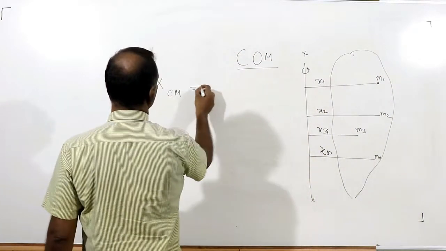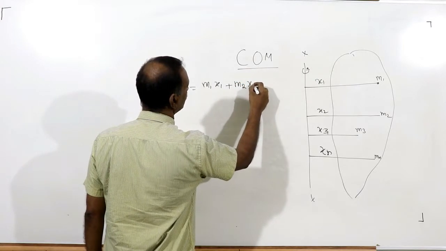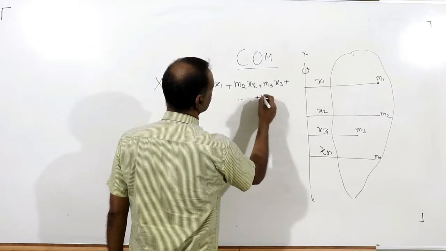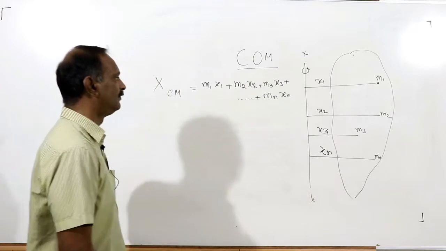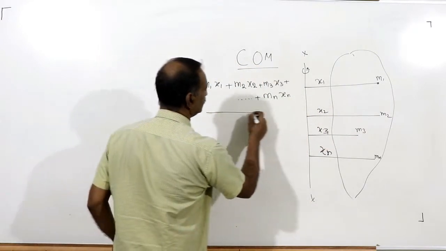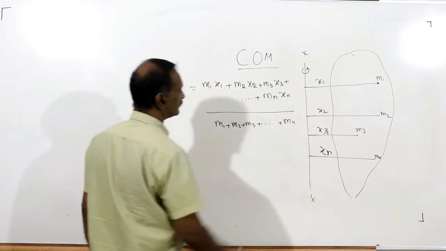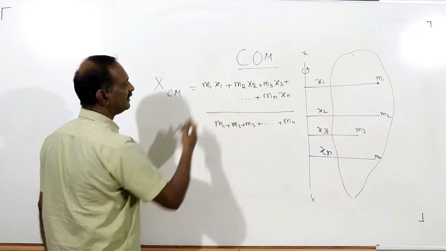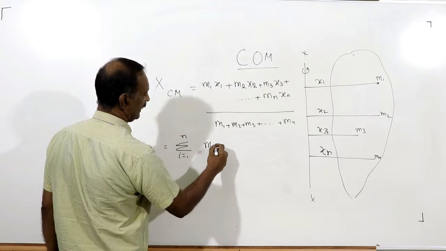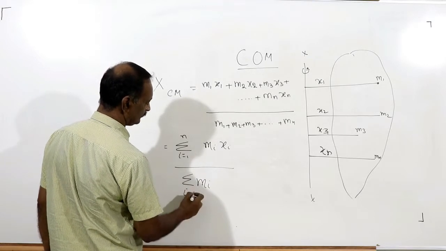Center of mass is defined as the mass of the first particle and its distance from the axis of rotation, plus the mass of the second particle and its distance, plus the mass of the third particle and its distance, plus mn into its distance from the axis of rotation, divided by the sum of all the masses of the particles. So it is the summation of all mass into distance: summation of i equal to 1 up to n of mi xi divided by summation of i equal to 1 up to n of mi.